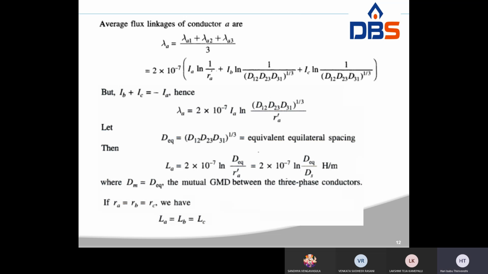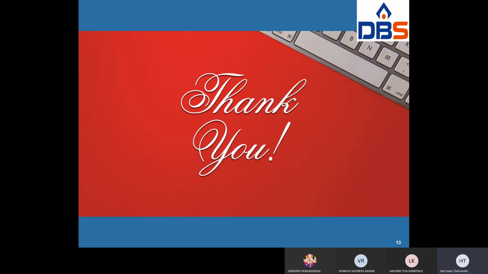So in some textbooks they write 2 into 10 power minus 7 ln D equivalent by Ds, otherwise Dm by Ds, GMD by GMR. L is equal to 2 into 10 power minus 7 ln GMD by GMR. Like that we have to write down the equations, right? So this is the unsymmetrical spacing, three phase unsymmetrical spacing derivation.